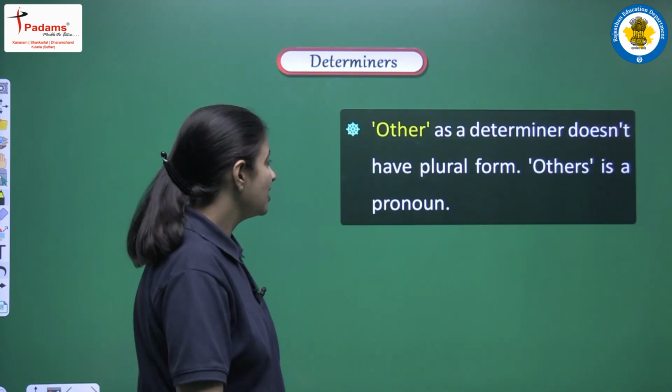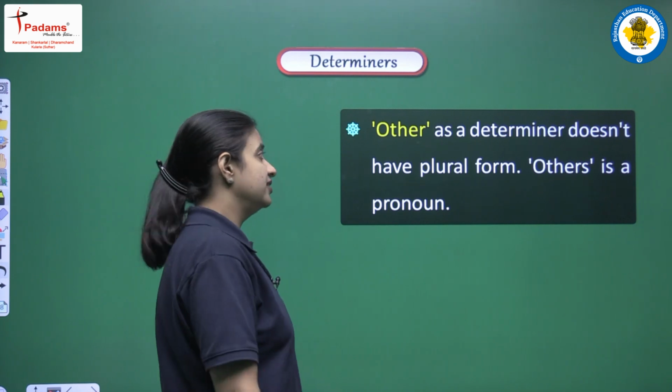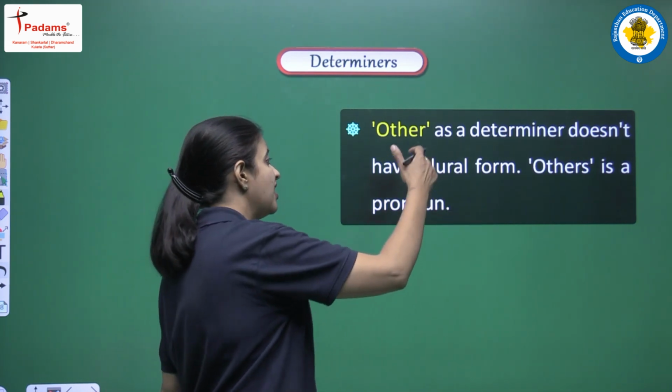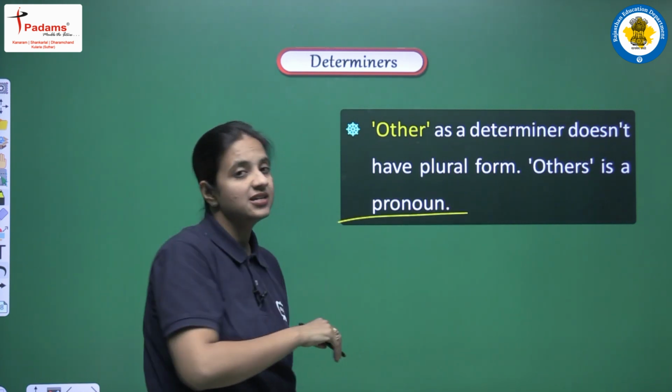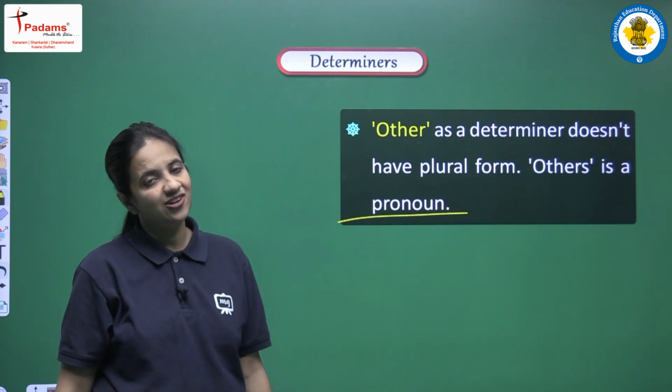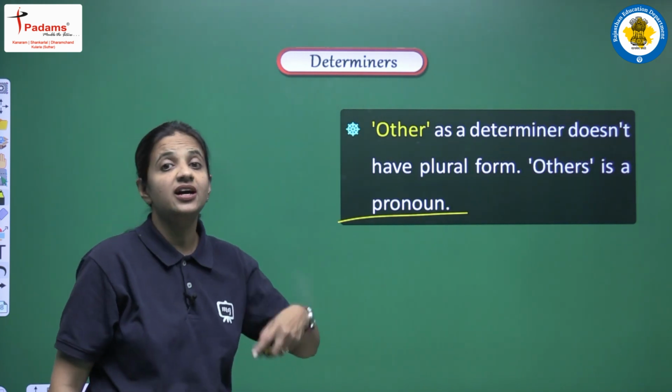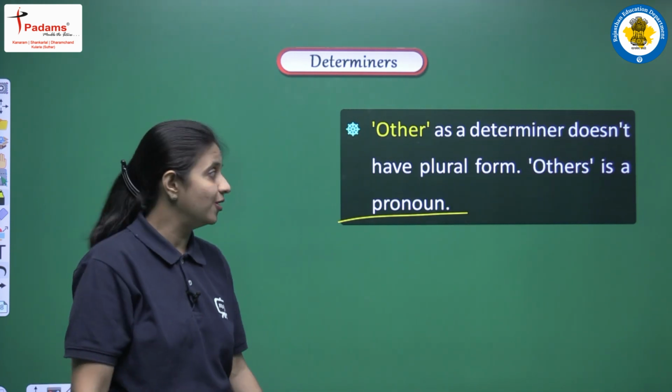One more important thing: other as a determiner doesn't have a plural form, and if we have others, then others is a kind of pronoun. It is not in the category of determiners. Other is a determiner, but others is a kind of pronoun.